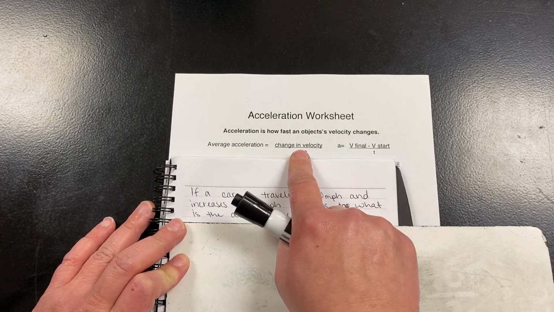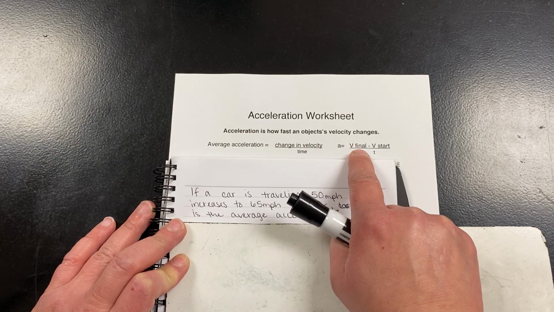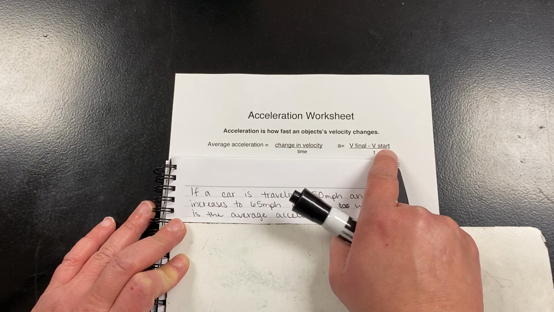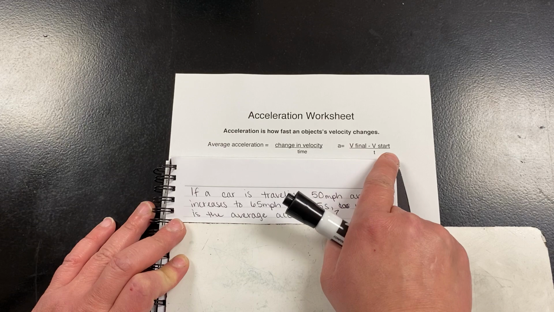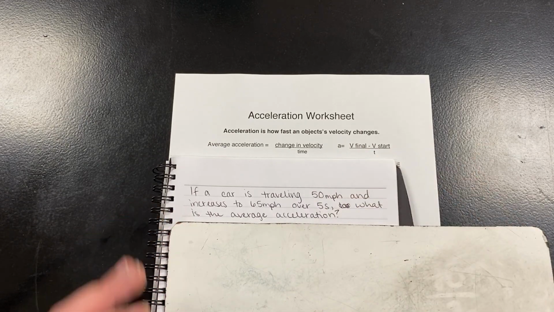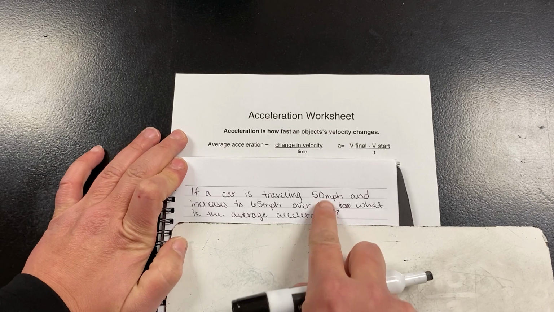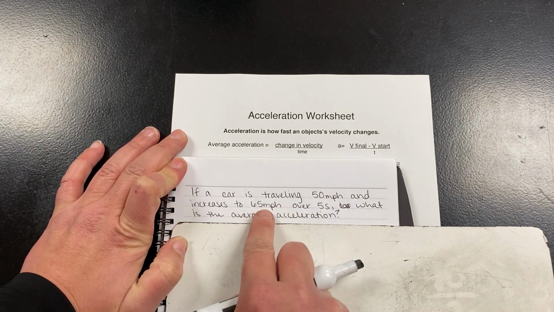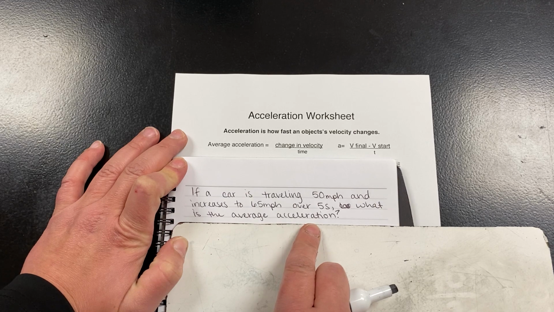We're going to be taking the change in velocity, which means we're going to take the final velocity minus the starting velocity, and we're going to divide that by the time that it takes to go from the starting to the final, the change in time. So if we have a car that's traveling 50 miles per hour and increases to 65 miles per hour over 5 seconds, what is the average acceleration?